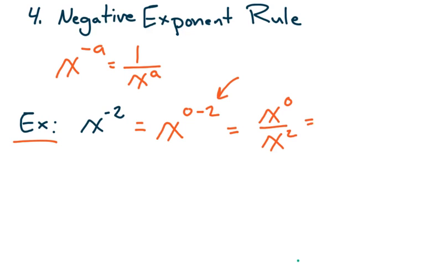Okay? And as you'll learn later, actually I think it's the 6th rule, I didn't put these in very good order. X to the 0 is actually 1, and I'll prove that later on. And that's going to be over x squared. So we can see that x to the negative 2 is equal to 1 over x to the positive 2. All right?